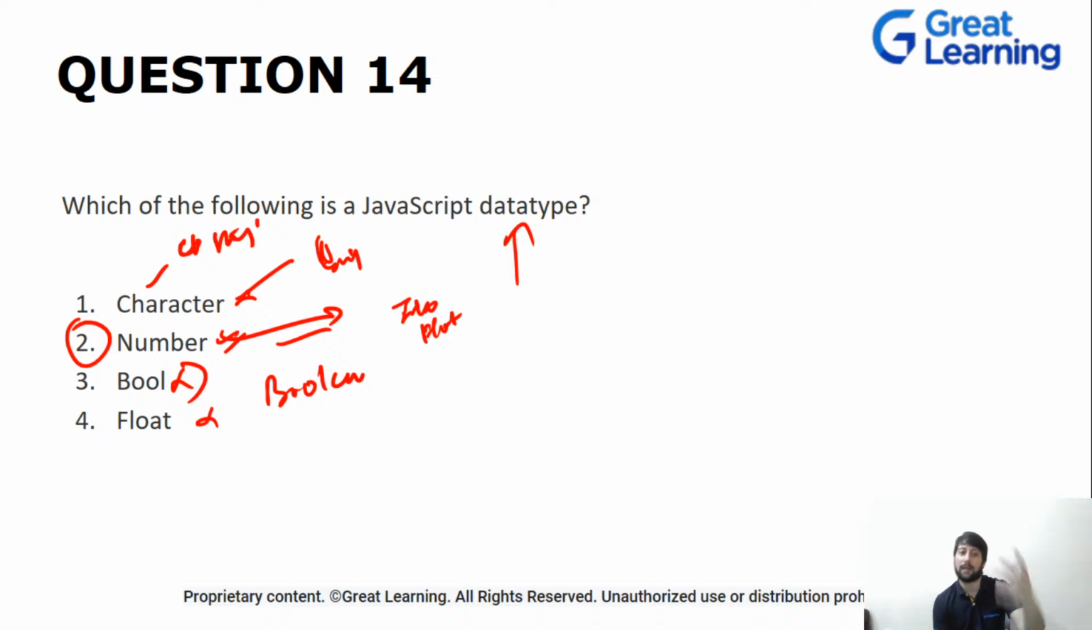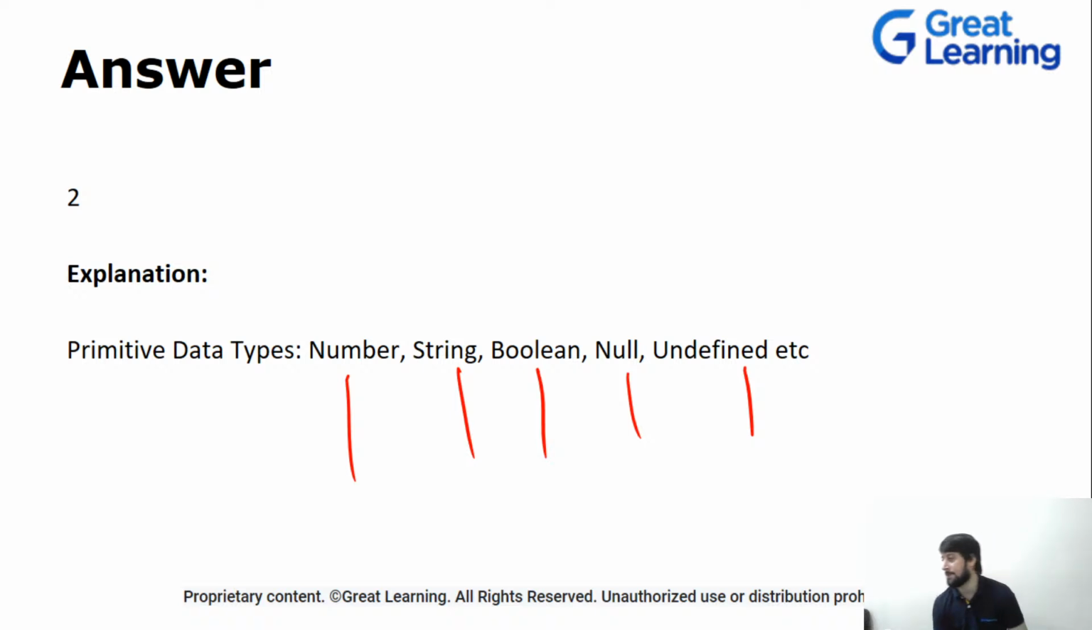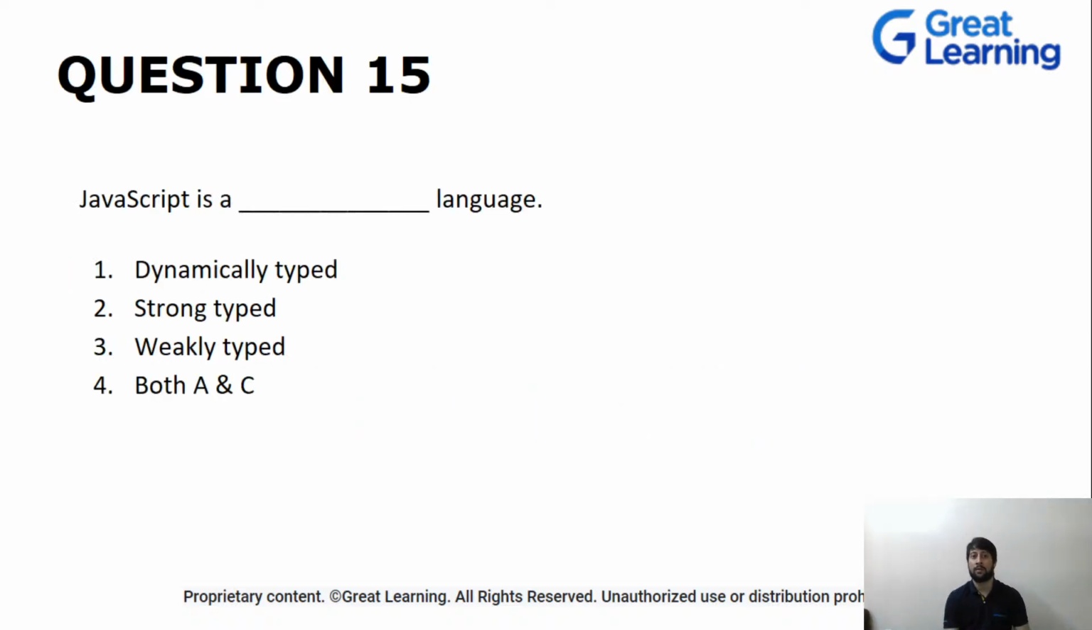Okay, cool. So number is a data type, and the primitive data types are number, string, boolean, null, and undefined. These are the primitive data types in JavaScript. Cool. So now what will be the answer to this question? JavaScript is a dash language.